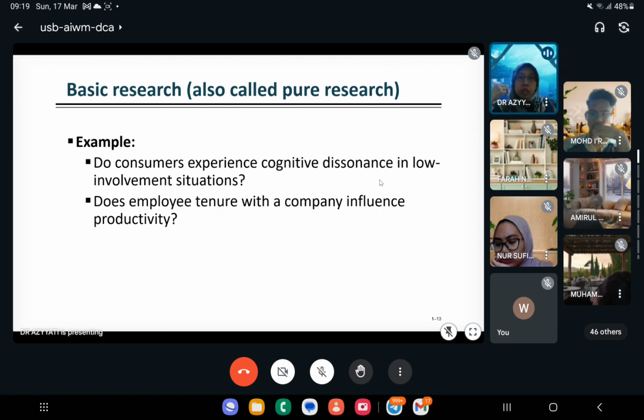Either it's going to have low productivity, or it's going to have high productivity. So whenever you have this kind of question mark and this kind of issue that you would like to raise, that's why you need to do the basic research.